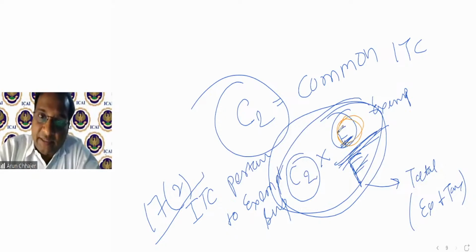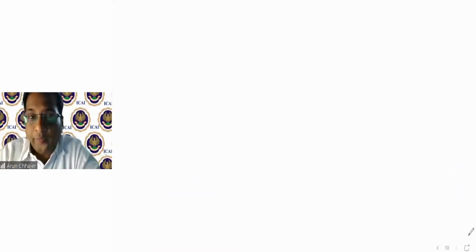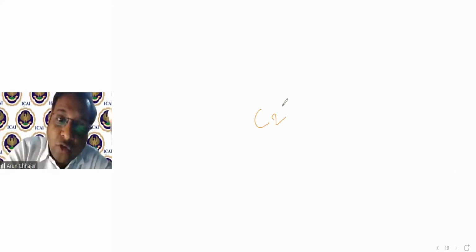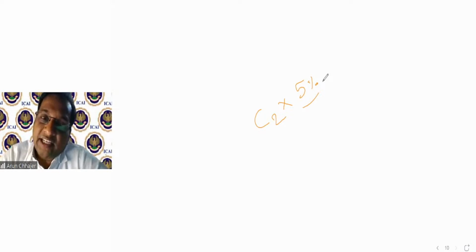To the extent of exempt supply, this I have to reverse. Whatever the value comes, this I have to reverse. Now, they are saying C2 multiplied by 5%. What is the 5%? Can you calculate what is the sale of the business and non-business?